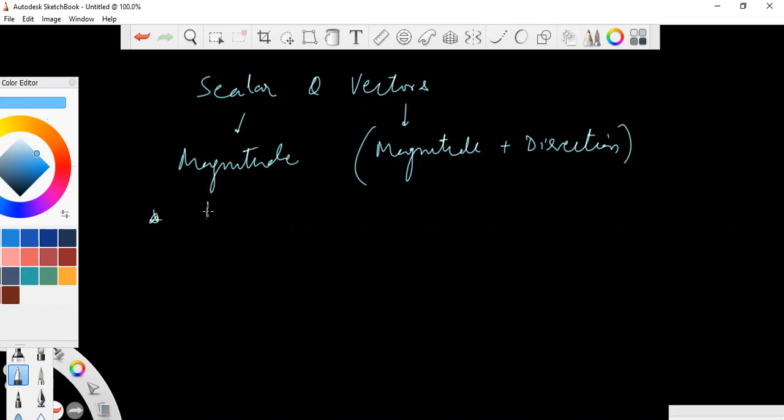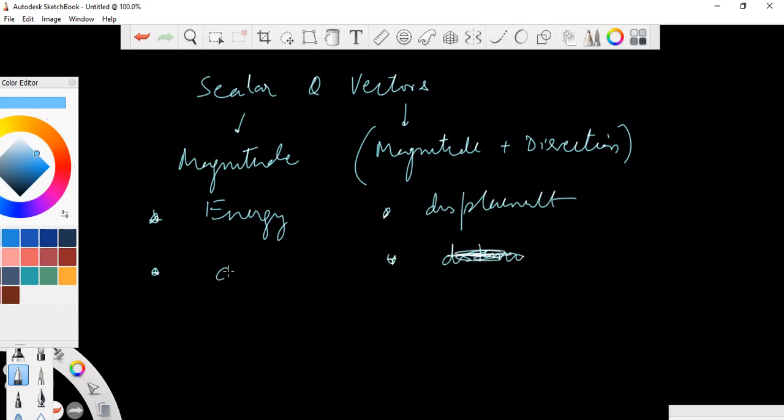Scalar, energy. Displacement is a vector. Displacement is a vector, distance is scalar. Distance is scalar, speed is scalar. Distance, speed. So I hope all of you know what I'm trying to say here.